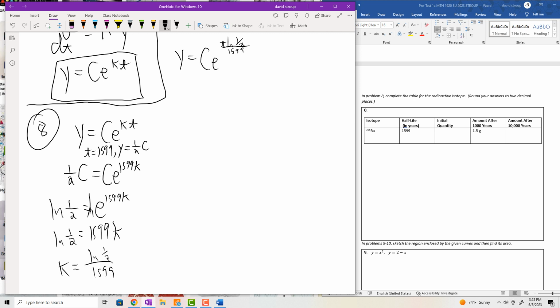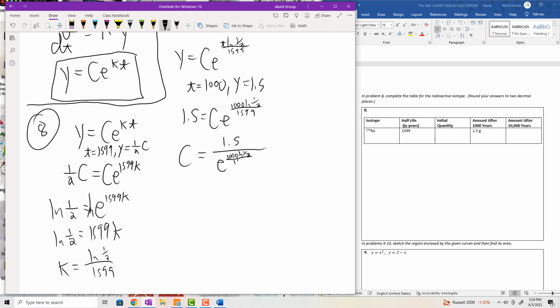Now we need the c value. So use the third column there. The amount after 1,000 years is 1.5. So in that case, that's telling you that you want to replace t with 1,000 and then y with 1.5. Okay. So it's 1.5 equals c e to the 1,000 ln of 1/2 all over 1599, and then just solve for c. So solve for c by dividing. You can't simplify this expression. I've seen some people try that in homework. It won't work. It is what it is, okay?